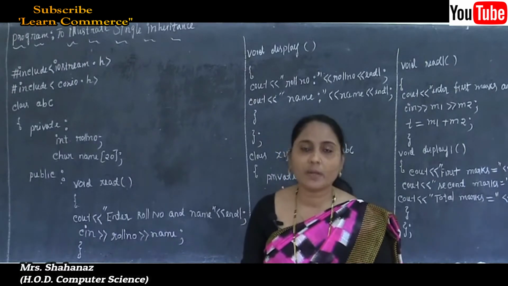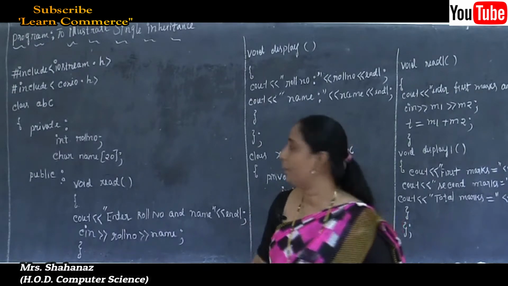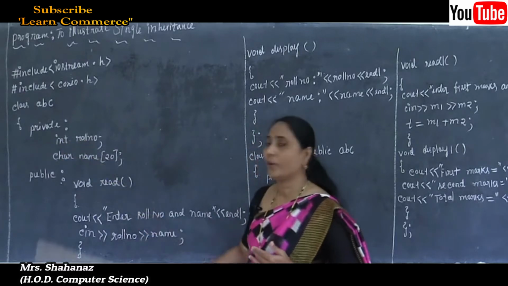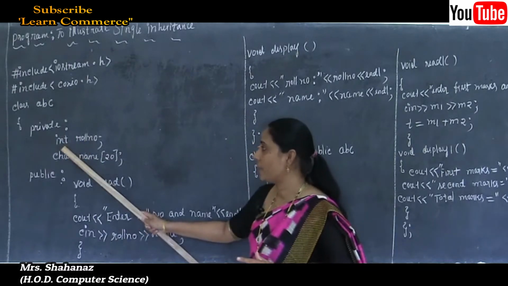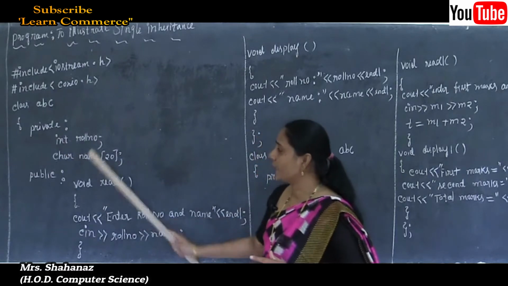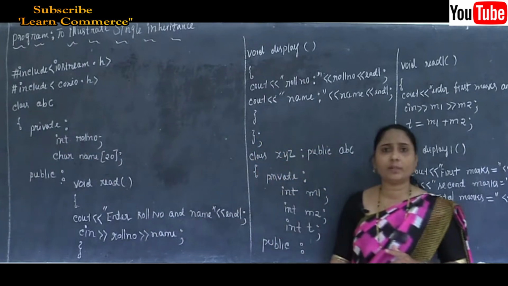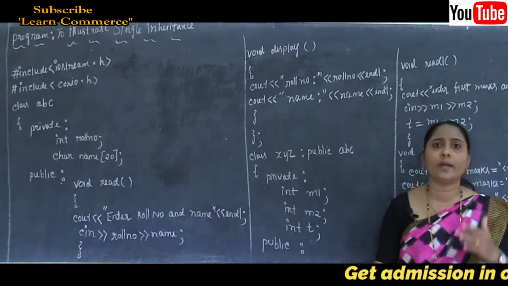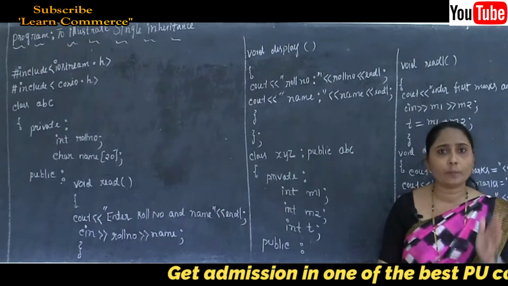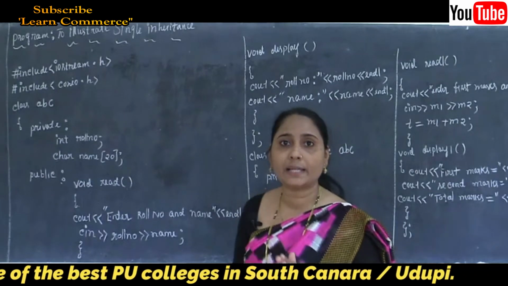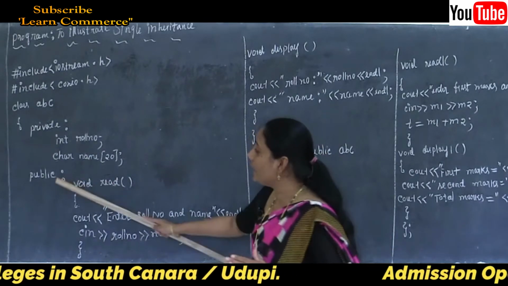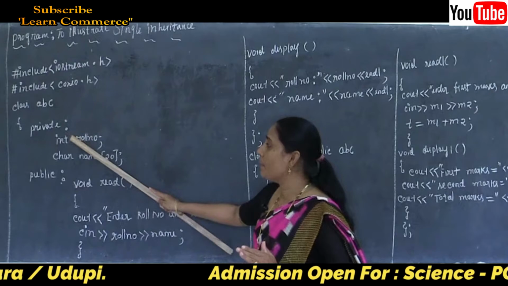For the roll number, we are going to use the data type int. Why? Because the roll number is going to display values like 1, 200, and so on, so the data type is int. The second one is the name, which is entered letter by letter, one by one, so the data type we use is char. That is about our member data.